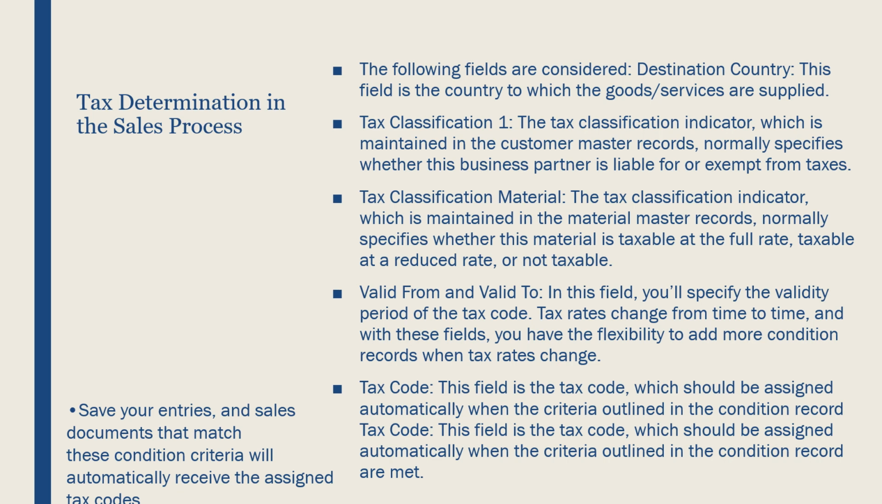Valid from and valid to: in these fields, you'll specify the validity period of the tax code. Tax rates change from time to time, and with these fields, you have the flexibility to add more condition records when tax rates change. Tax code: this field is the tax code, which should be assigned automatically when the criteria outlined in the condition record are met.